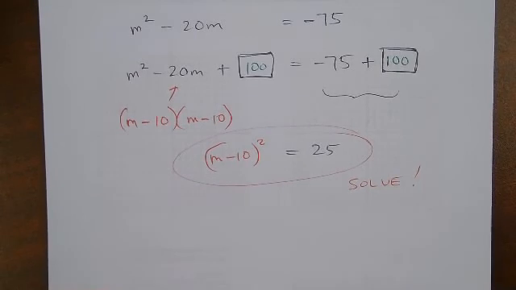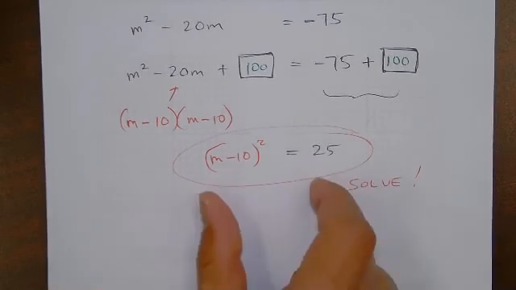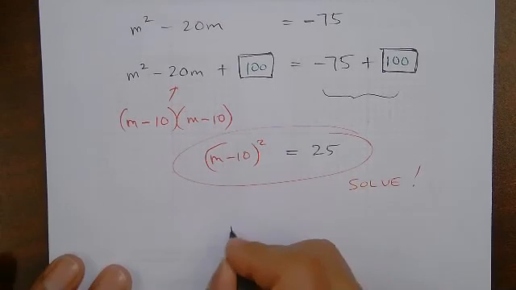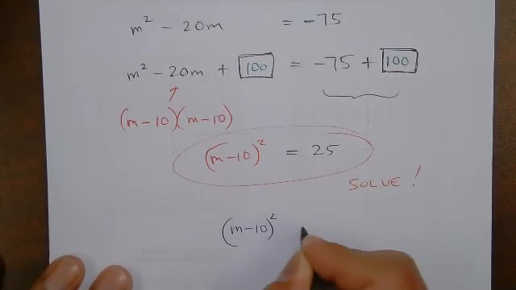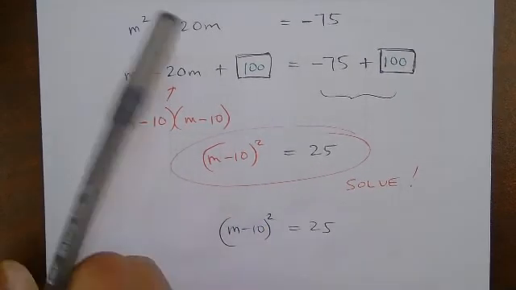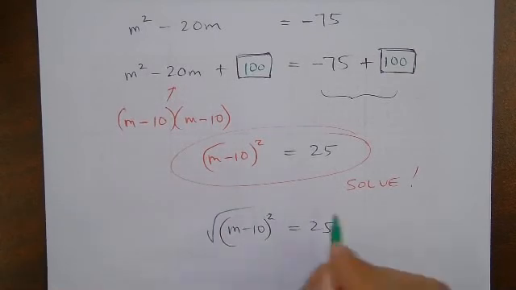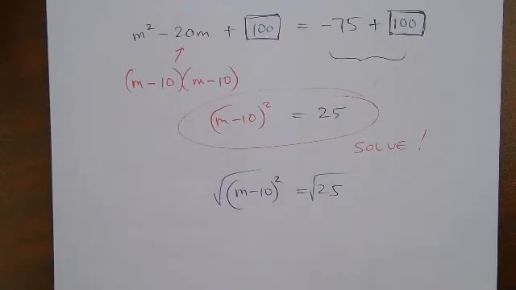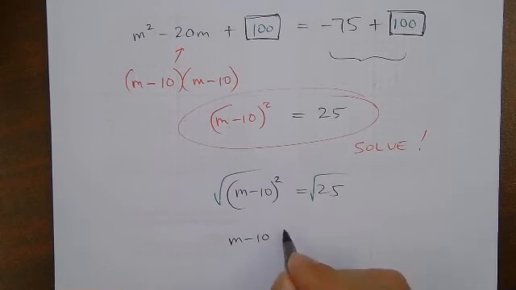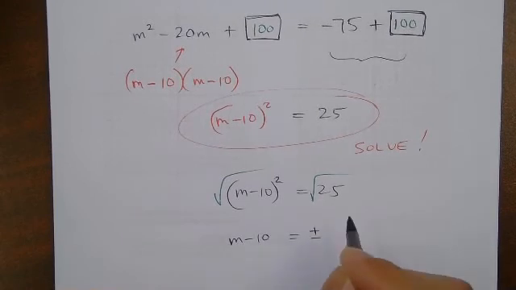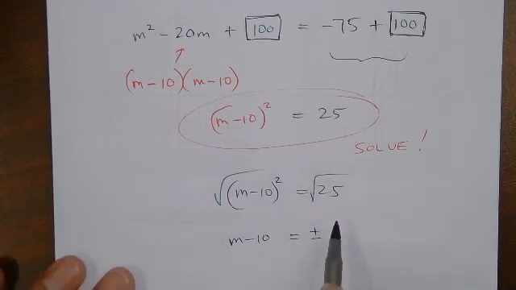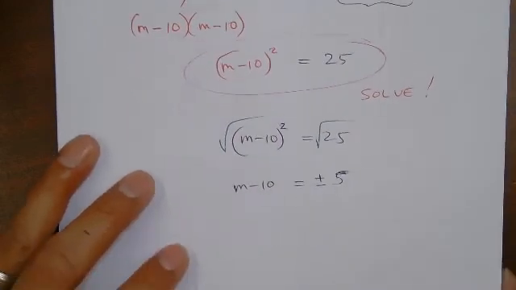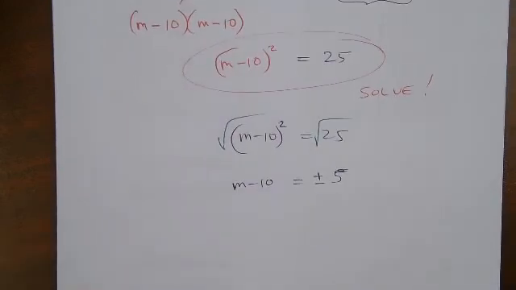And then now you solve this. This is the problem we want, and now we got to solve it. How do you solve m minus 10 squared equals 25? Take the square root of both sides. That's going to be what? M minus 10 is equal to plus minus. Oh, 25 is a perfect square. 5.